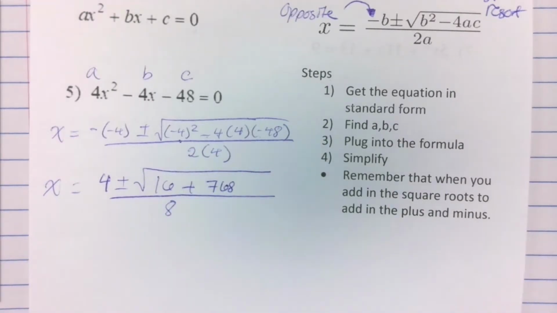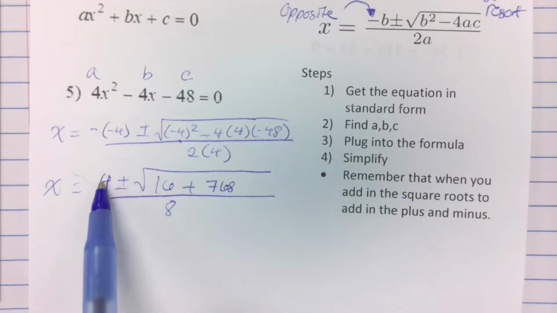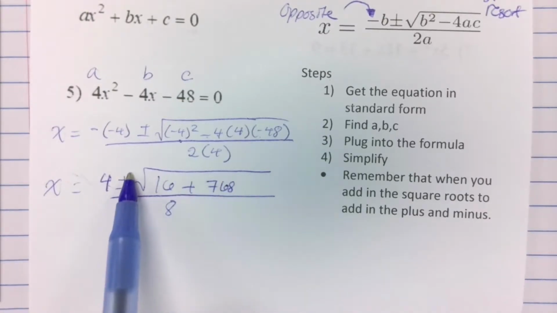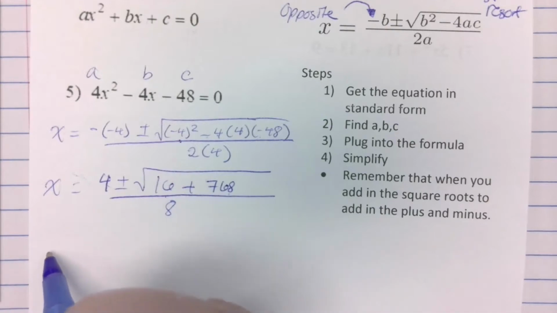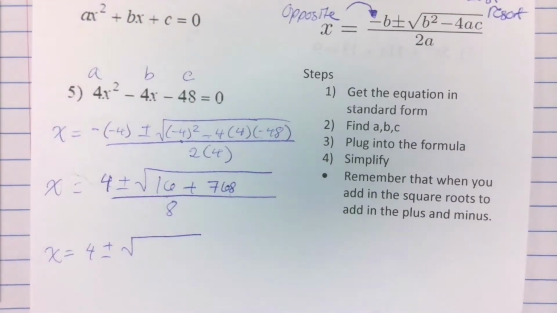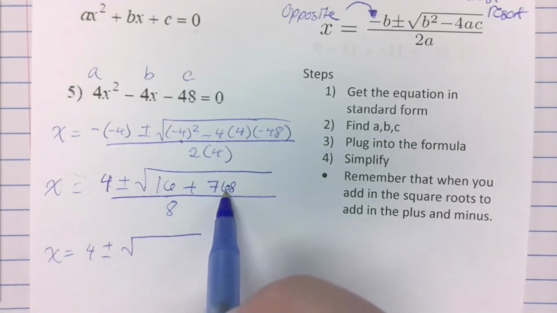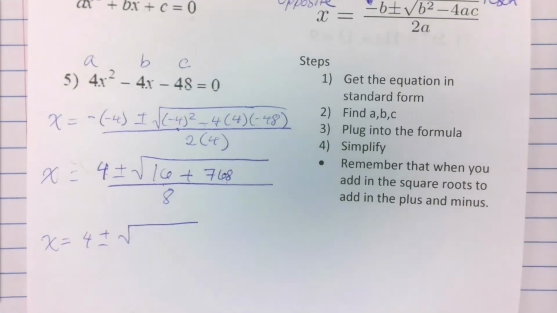Now, a lot of people make the mistake, they try to cross stuff out like this. You can't cross it out unless you can cross it out of each thing. And you have to get it outside the square root before you can cross it out. So what's 16 plus 768? Use your calculator. 16 plus 768. That's 768.